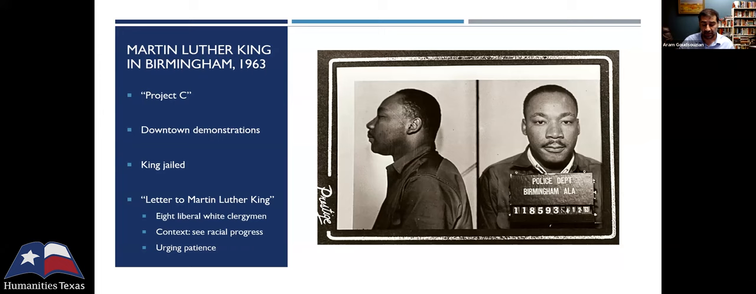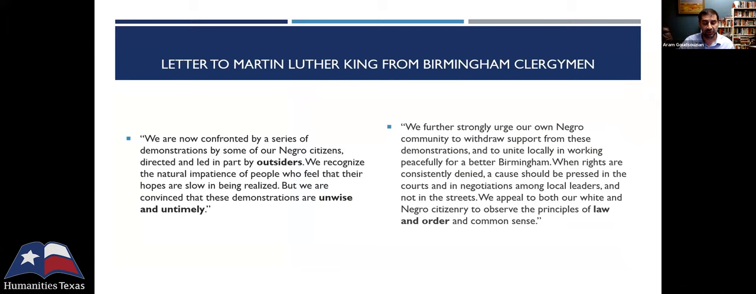Here are some quotes from the letter that they write. They say, "We are now confronted by a series of demonstrations by some of our Negro citizens, directed and led in part by outsiders." I've bolded the points that are bolded; they're not in the documents themselves, of course. But I've tried to highlight things that I think are really important, right? And then they criticize the demonstrations as unwise and untimely.